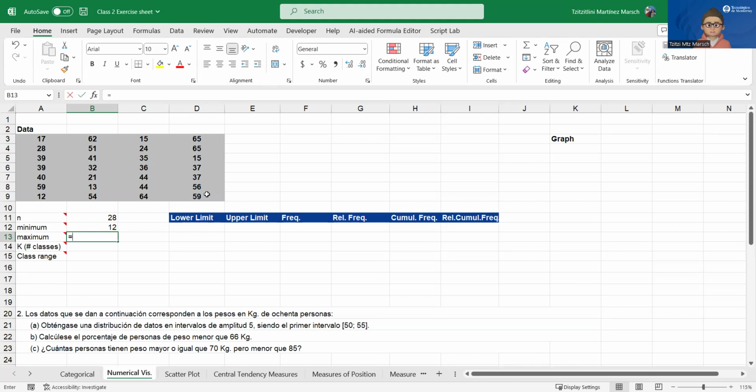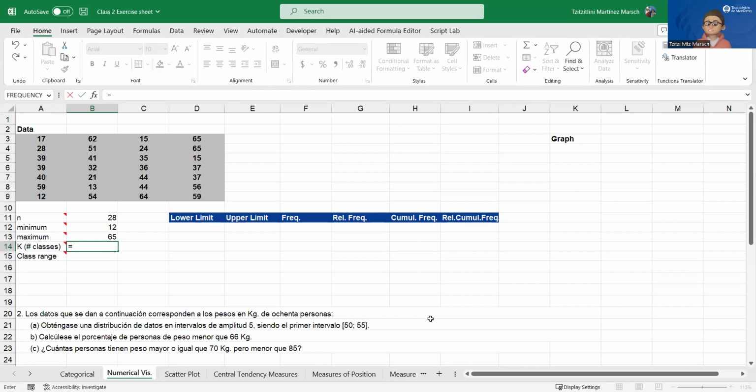Let's find out our maximum number because we'll need that for the class range. So we'll put max and we'll select it. And we have 65. 65 right here is going to be our biggest data. So our range basically goes from 12 to 65. That's how far or how dispersed our data is.